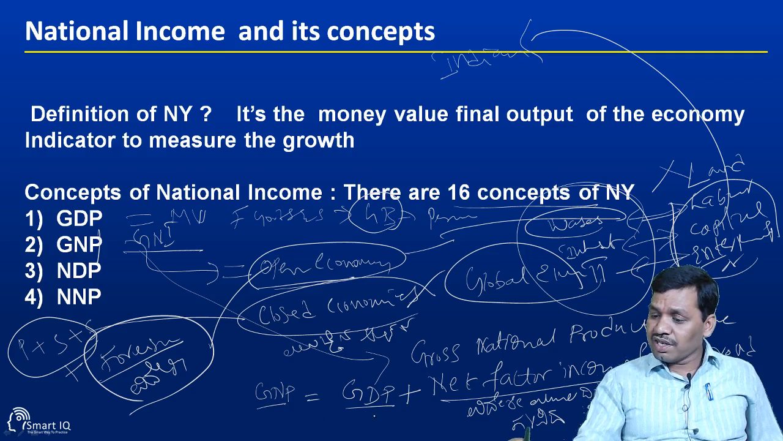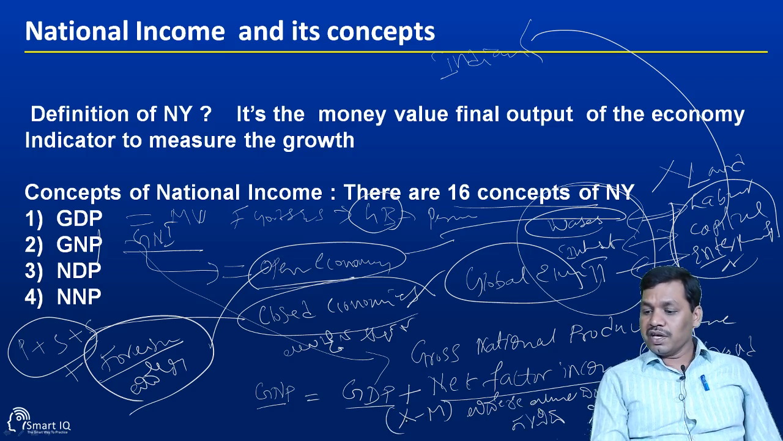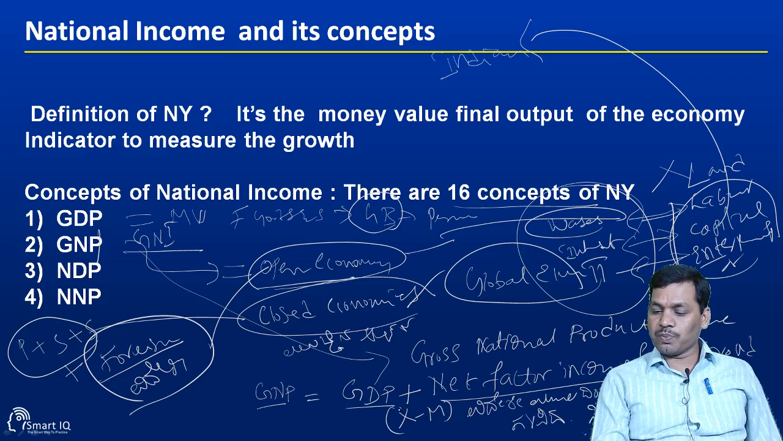Dear students, you should remember: GDP plus X minus M is equal to net factor income. Net factor income means export factor income, X for export factor income, minus import factor income.